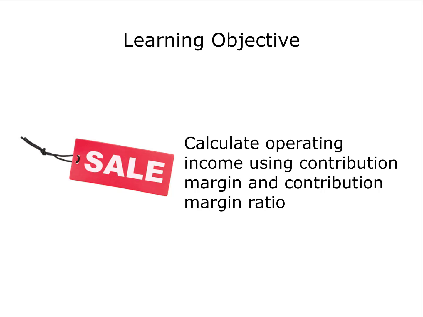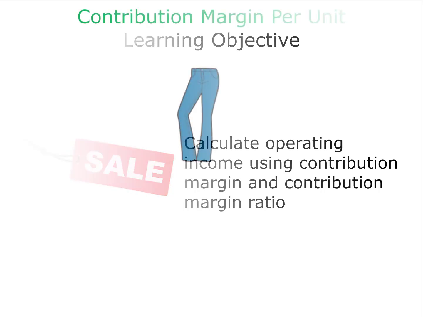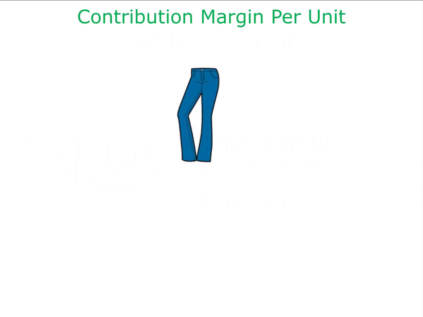The next learning objective is to calculate operating income using contribution margin and contribution margin ratio. So let's get back to Lisa. Lisa is the college student that decided to start a small business operating out of her parents' garage. Her business is a merchandising business that sells jeans. She sells jeans for $50, and they now cost her $30.